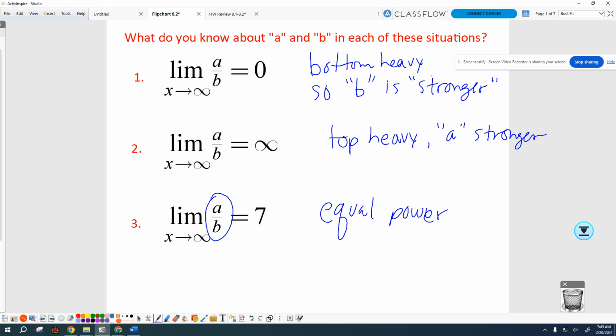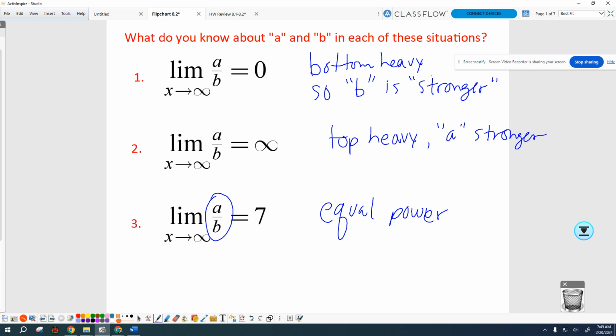And I'm saying equal power, and I don't necessarily mean exponent, meaning they have the same kind of going to infinity. So it could be an x squared over an x squared, like 7x squared plus 1 over 1x squared minus 3x. But it means that their strengths of approaching infinity are the same.